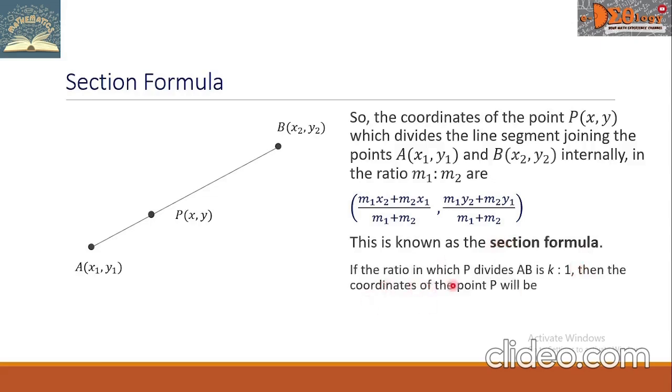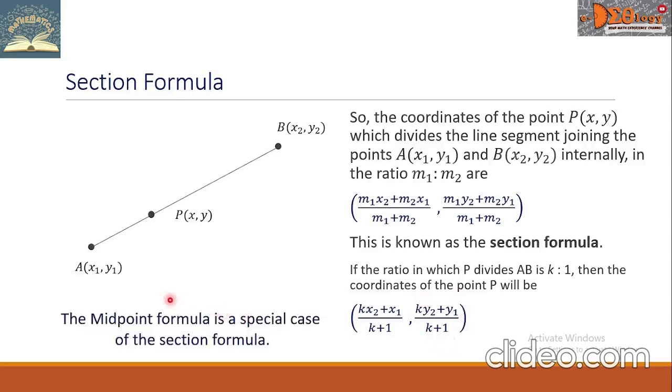If the ratio in which P divides AB is k is to 1, then the coordinates of the point P will be k times x sub 2 plus x sub 1 all over k plus 1, k times y sub 2 plus y sub 1 all over k plus 1. The midpoint formula is a special case of the section formula.